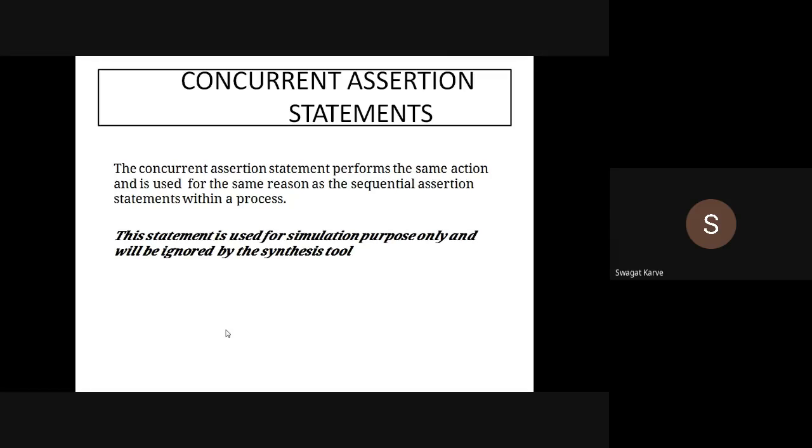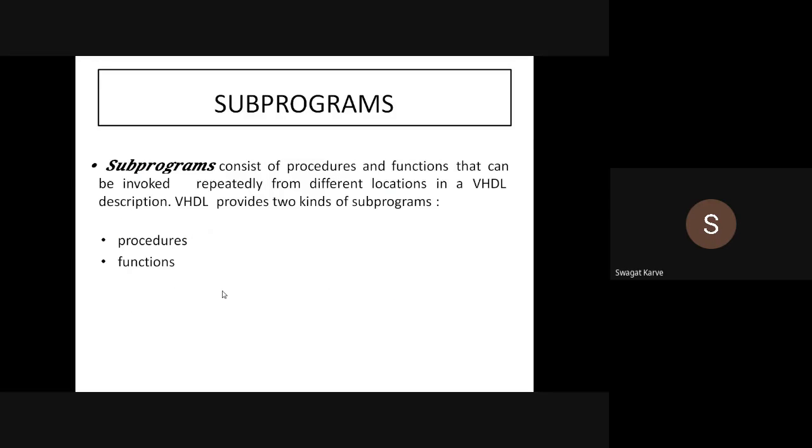This statement is used for the simulation purpose only and will be ignored by the synthesis tool. So assertion statements are used only for simulation. They are not considered in synthesis, and the working is the same as the sequential assertion statement, right? Its execution is the same as the sequential assertion statement, and what is it used for? For the simulation purpose, and it is not considered or is simply ignored by the synthesis tool. So this is all about the concurrent statement, right?